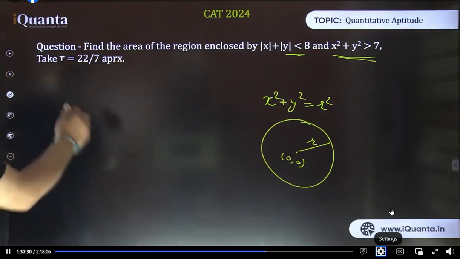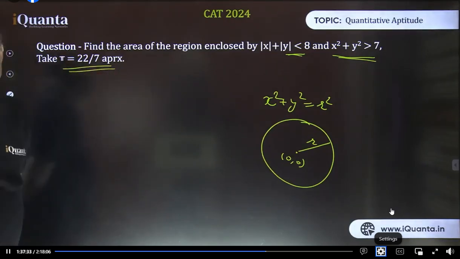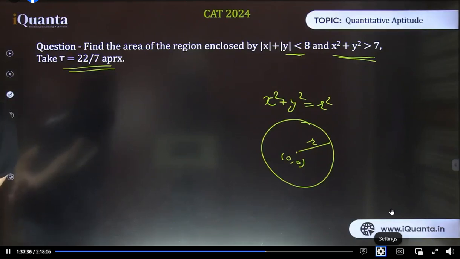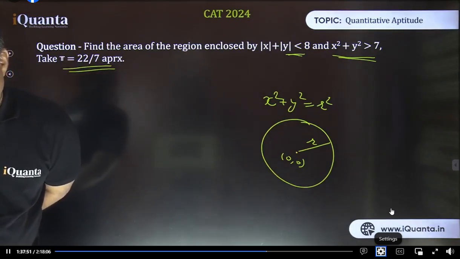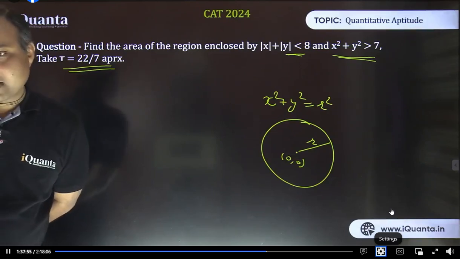You can use the value of pi. It is given here. Take the value of pi as 22 by 7. Anirudh: Yes, 128 minus 22, that is 106.